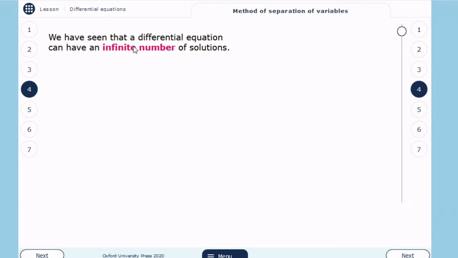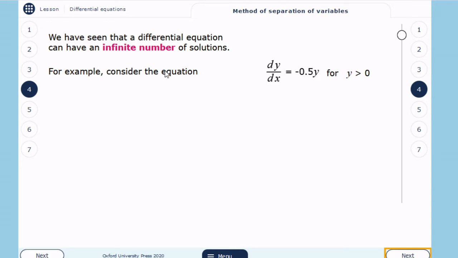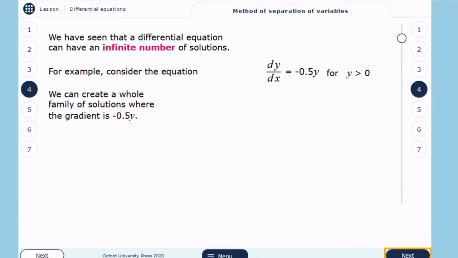Now, we've seen before that a differential equation can have an infinite number of solutions. For example, let's see this equation. dy over dx equals minus 0.5y, for all the y's that are bigger than 0. We can create a whole family of solutions where the gradient of the function is minus 0.5y. Now, at y equals 1, the gradient is minus 0.5 times 1.